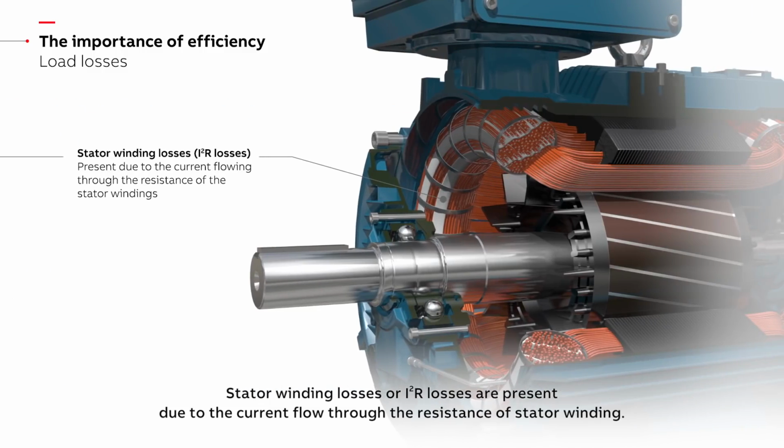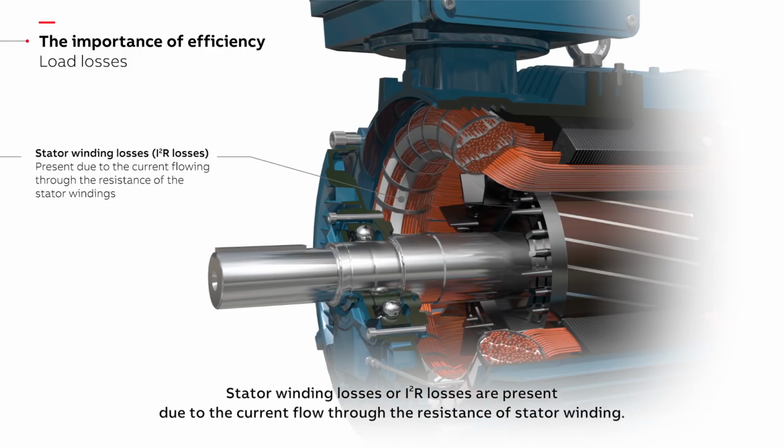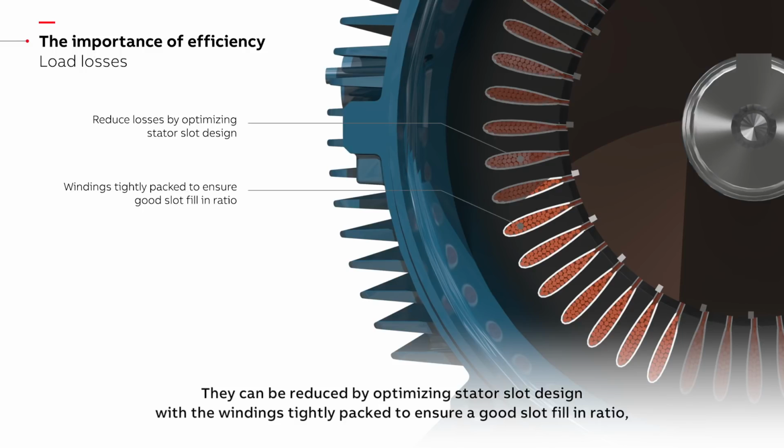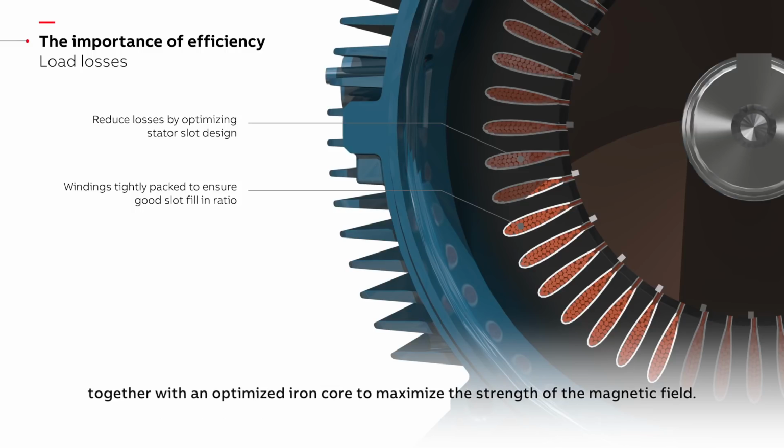Stator winding losses, or I²R losses, are present due to the current flow through the resistance of stator winding. They can be reduced by optimizing stator slot design with the windings tightly packed to ensure a good slot fill-in ratio, together with an optimized iron core to maximize the strength of the magnetic field.